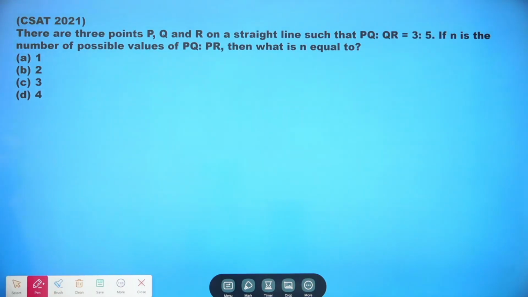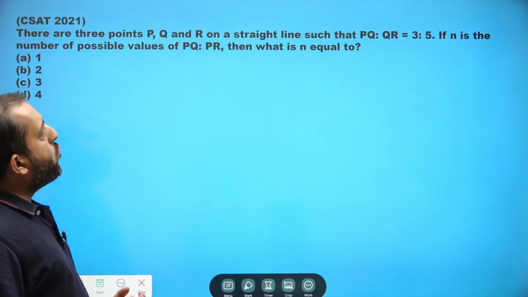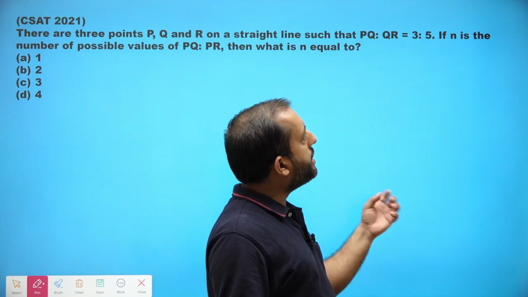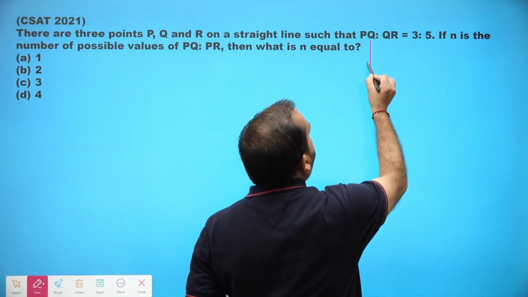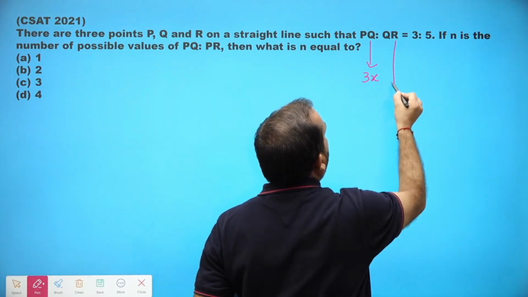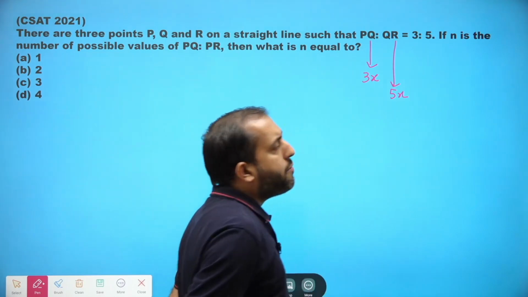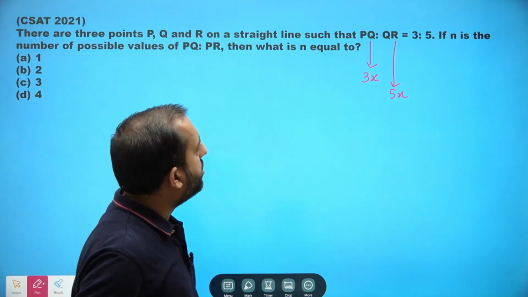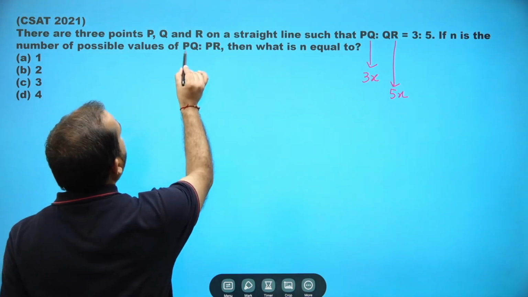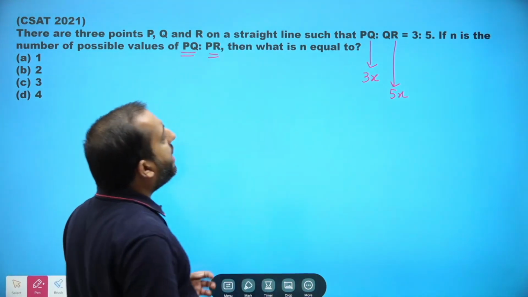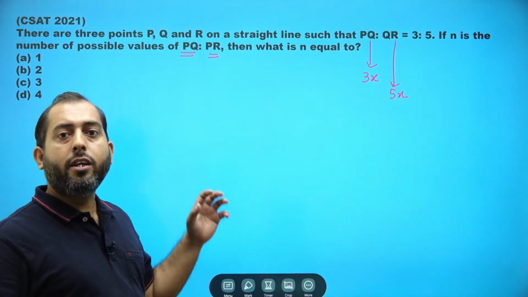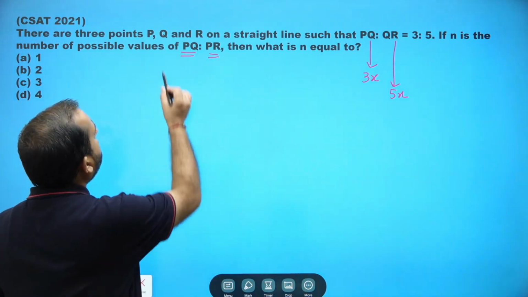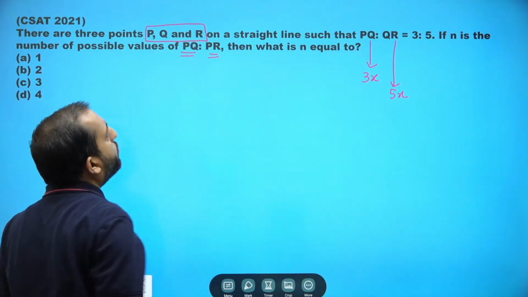Next is, there are 3 points P, Q and R on a straight line such that PQ is to QR is 3:5. So PQ is 3x and QR is 5x. We have assumed the distance between P and Q as 3x and the distance between Q and R as 5x. If n is the number of possible values of PQ is to PR, then what is n? So how many ratios are possible between PQ and PR? I don't know the positioning of these 3 points.